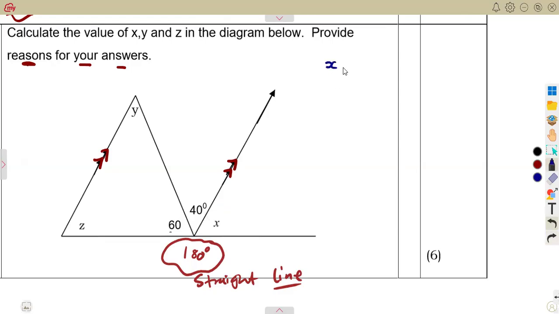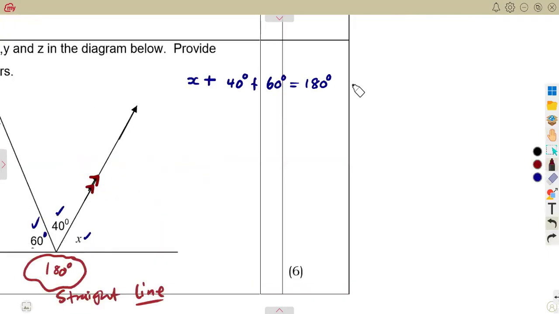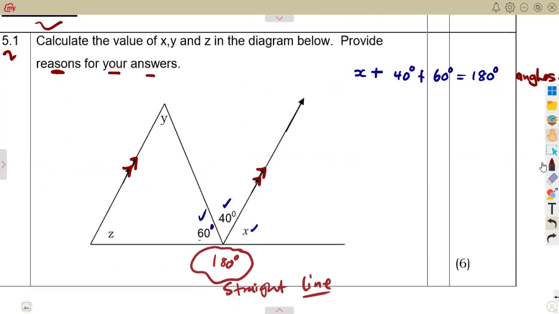All right. That is x plus, you add everything, the 40 degrees. So this x here plus the 40 degrees that you're given plus the 60 degrees, this one that we are given. Everything is supposed to add up to 180 degrees. What are we referring to? Angles on a straight line. So the reason now, we can consider this as angles on a straight line. Remember, the angles on a straight line, they add up to 180 degrees. So you formed an equation where you can solve for x.